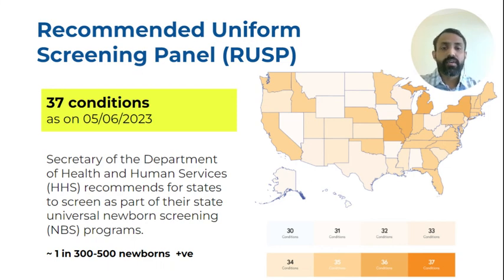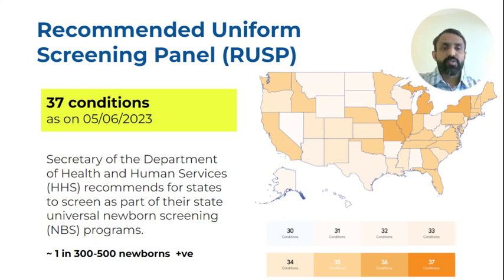For example, if you look at the United States, there is a consensus in terms of a uniform screening panel, which today encompasses around 37 different conditions. But even within the US, there are different states which have implemented different panels or different genes, for that matter. These are not genetic testing for all cases, they're largely biochemical testing. And roughly, it has been estimated that 1 in every 300 to 1 in every 500 children born would have been positive for the RUSP, or the recommended uniform screening panel.